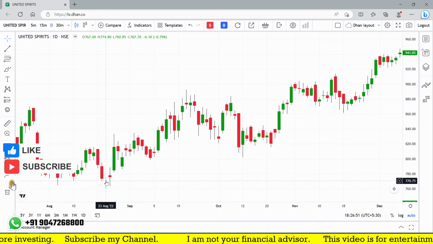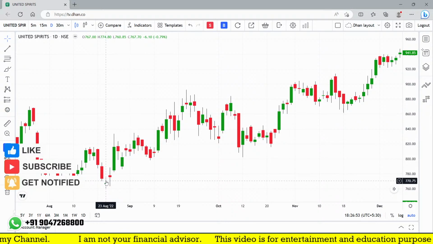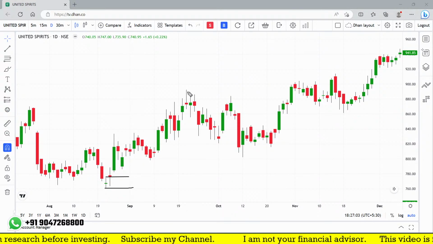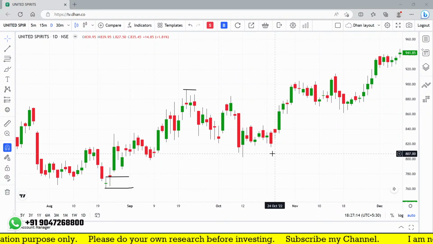Look at this, 23rd 8, 770. The high price is 774. What I'm going to do here is buy over and above this high on the 24th and keep my stop loss at that low. Within a month, it went up to 900 nearby, the maximum price it reached being 892. So that is the trade which I focused on in this particular scanner.